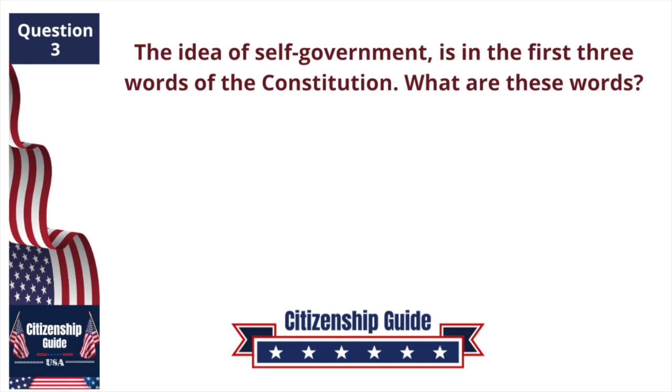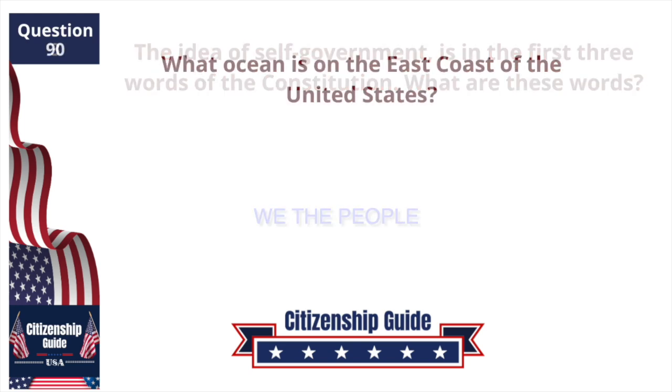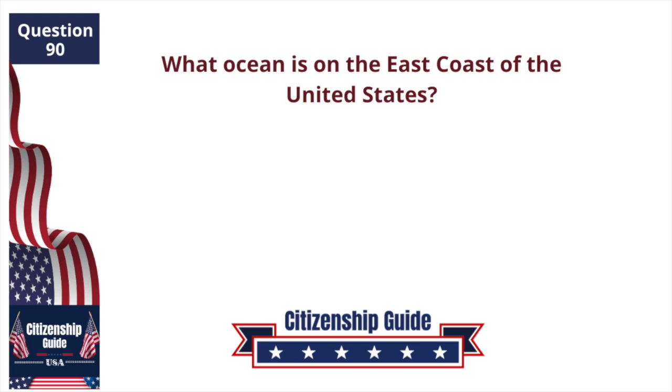The idea of self-government is in the first 3 words of the Constitution. What are these words? We the people. What ocean is on the east coast of the United States? Atlantic Ocean.